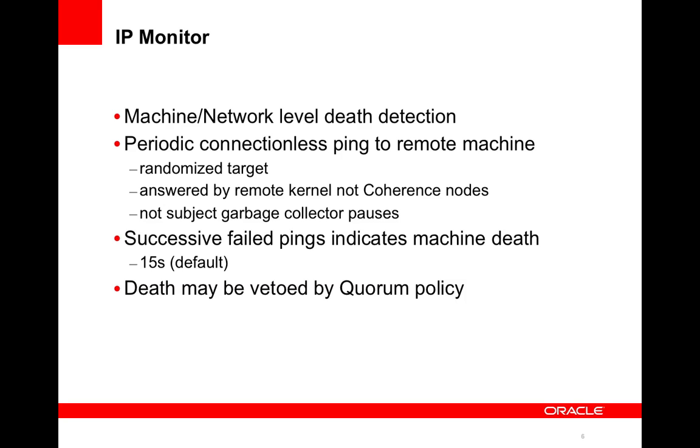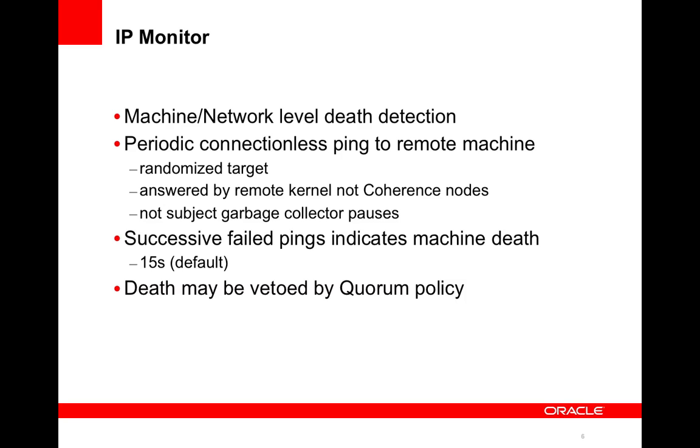The next death detection feature, and this is new to 3.6, is the IP monitor. The purpose of the IP monitor is to detect machine level or network level related deaths. Unlike the TCP ring, if you just power off a machine or unplug its network, there's no remote kernel to tell you that machine has gone away. So we have to fall back on a timeout-based mechanism.